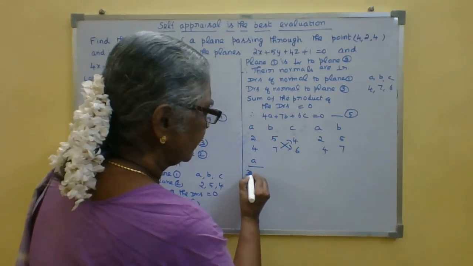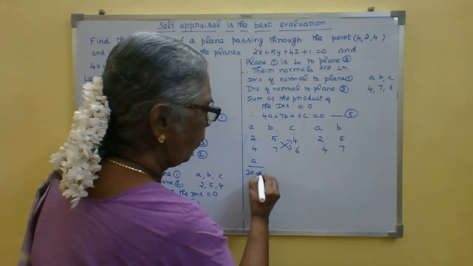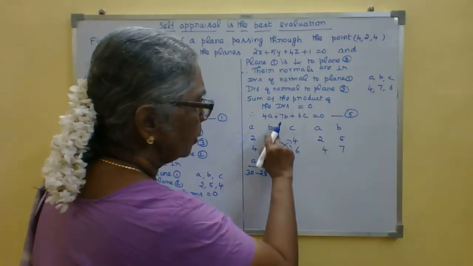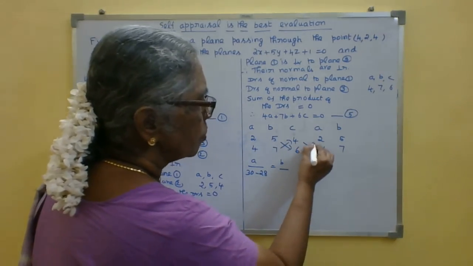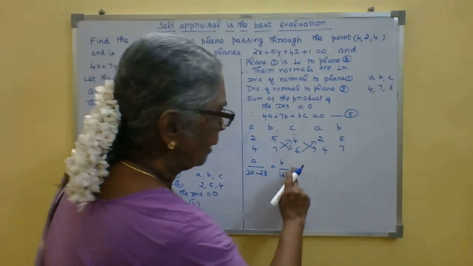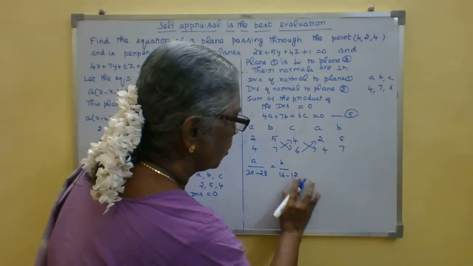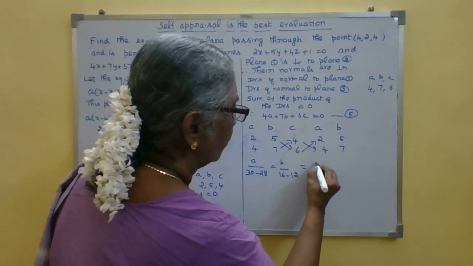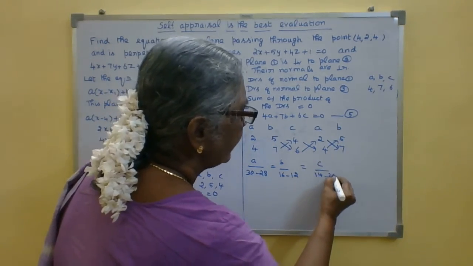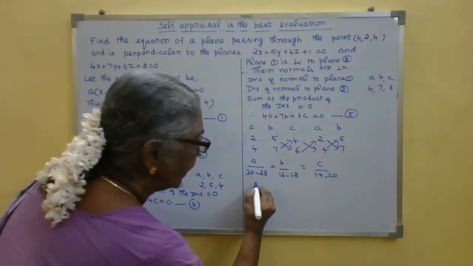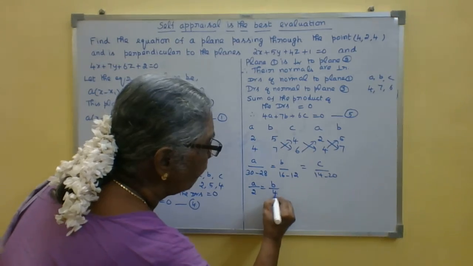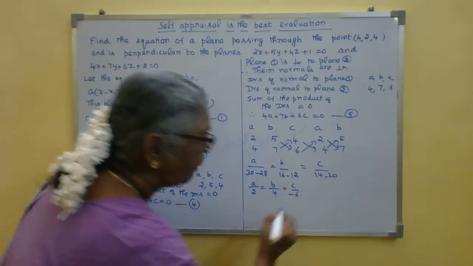5 into 6, 30, minus 7 into 4, 28. That is equal to b by. Right? You leave that, you come to this. So you will get 16 minus 12. Then that is equal to c by 14 minus 20. So you will get now a by 2 is equal to b by 4, that is equal to c by minus 6.